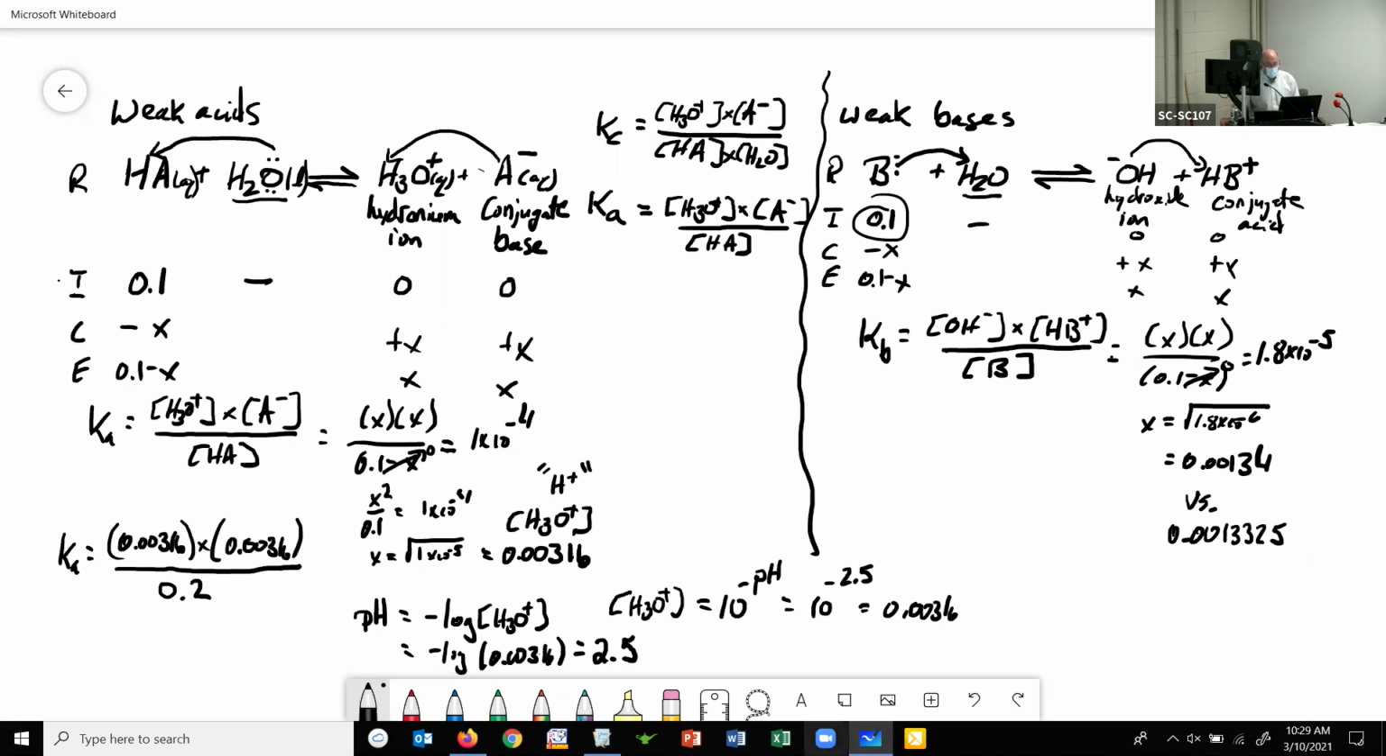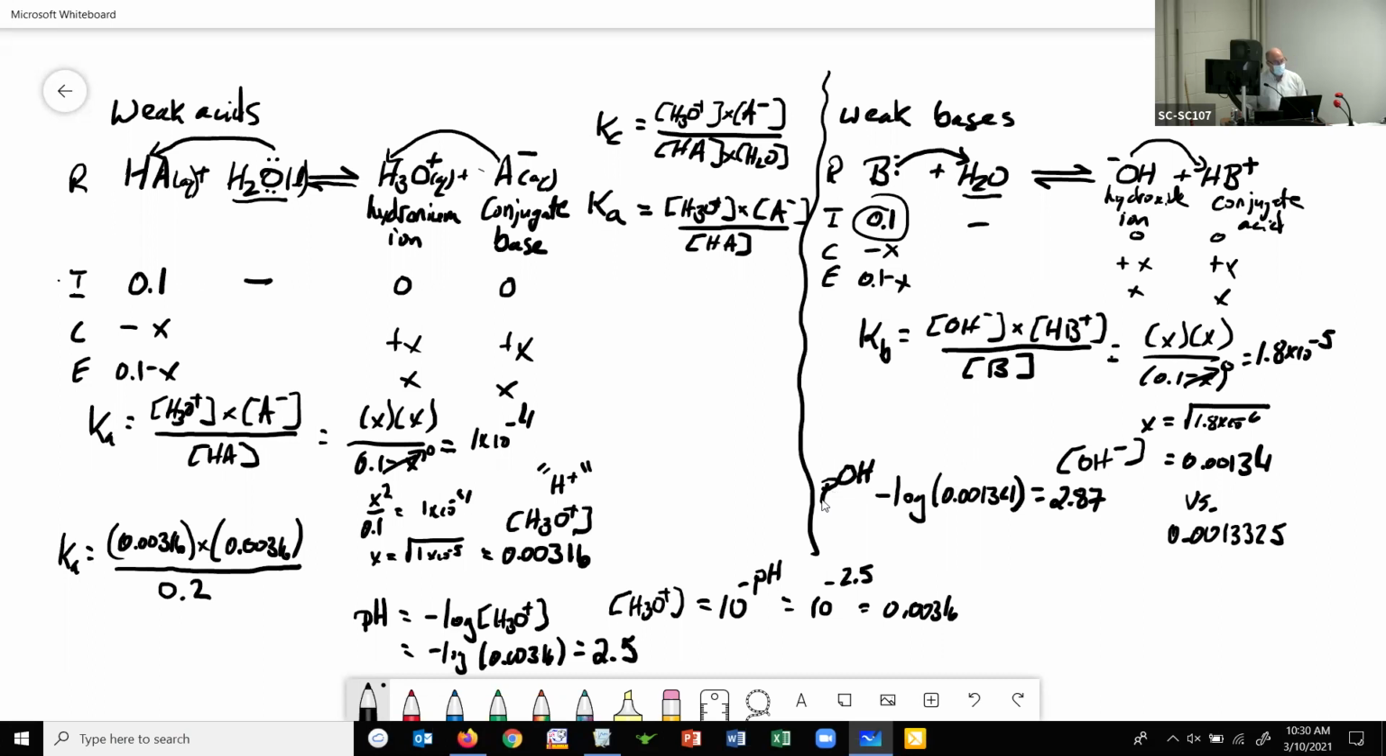Now, the answer that we have here is the hydroxide concentration. So we can take the negative log of 0.00134 and get a value. I get an answer of 2.87. But that is no longer what chemists refer to as the pH. That's what we would refer to as the pOH.